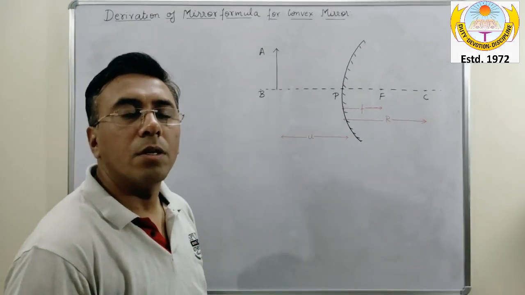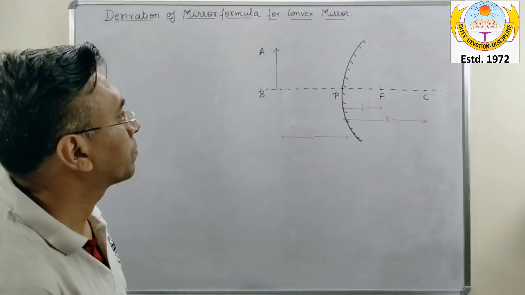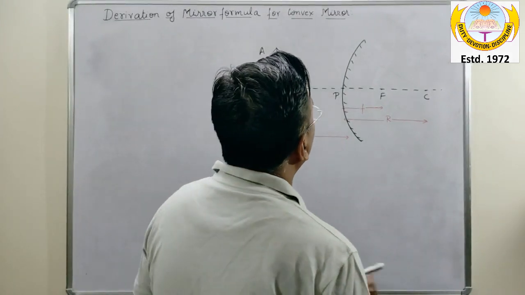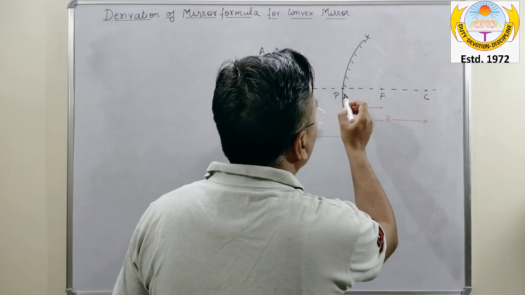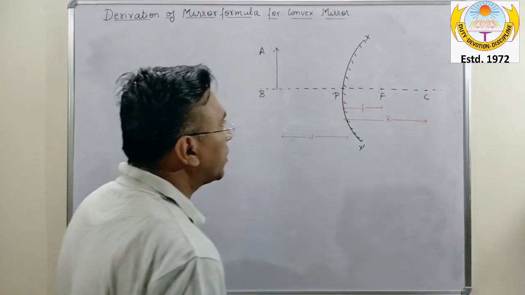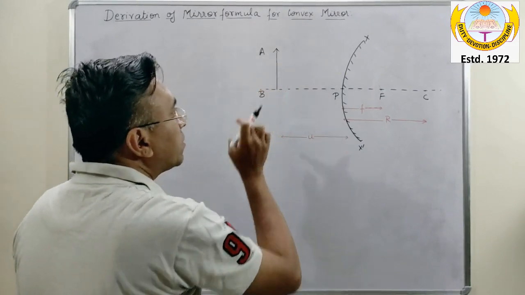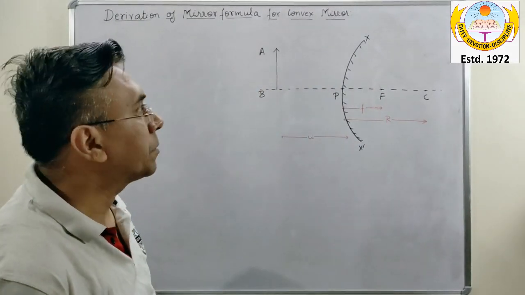Hello friends, in this video we will do the derivation of the mirror formula for convex mirror. Here XP dash is a convex mirror where PF is its focal length and PC is the radius of curvature. AB is the object which is kept at a distance u from the pole of the mirror.